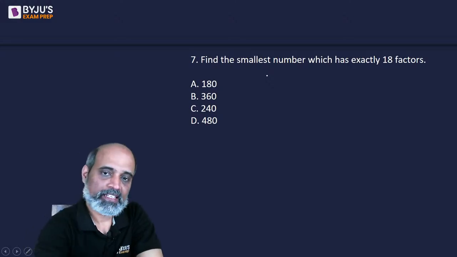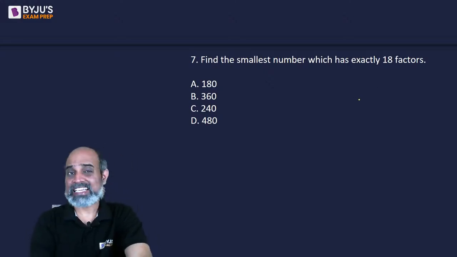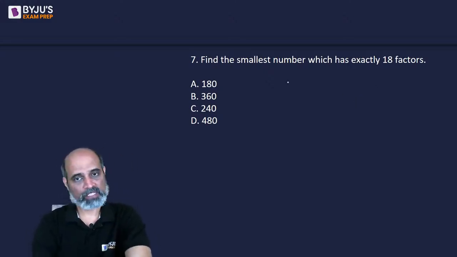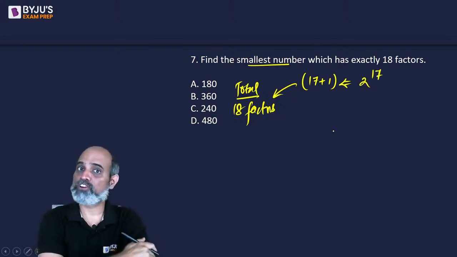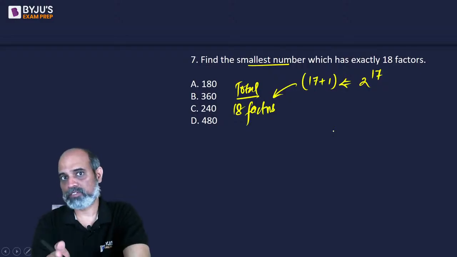Okay, next, find the smallest number which has exactly 18 factors. Look, we are going to have a total of 18 factors. These 18 factors could have been calculated by taking 17 plus 1, and since we are talking about the smallest number, it will come from 2 to the power 17. This is the reverse engineering of calculating the number of factors of a number.